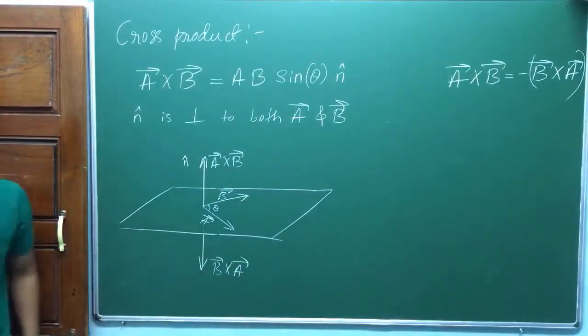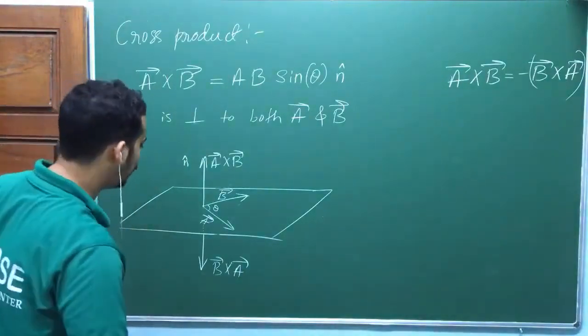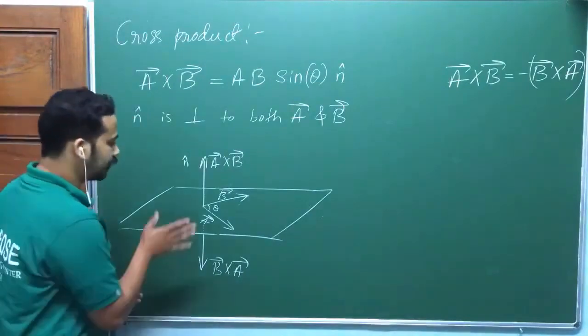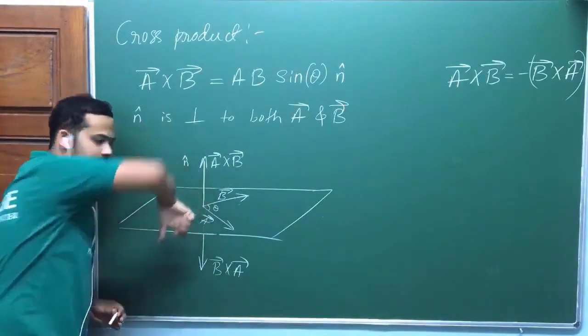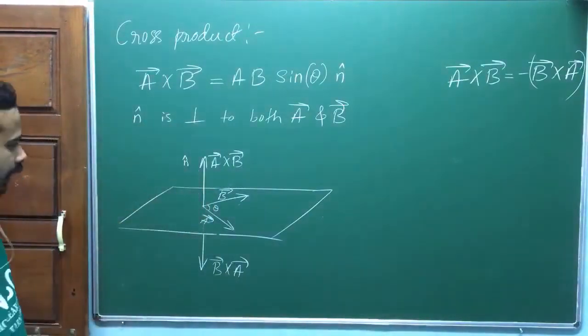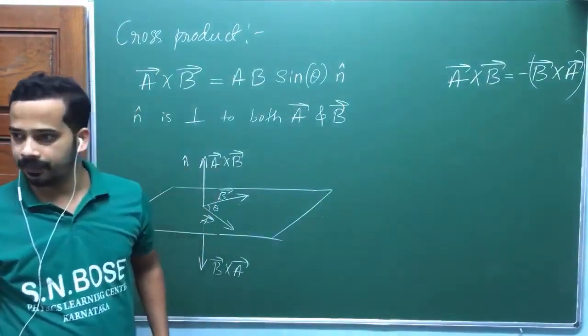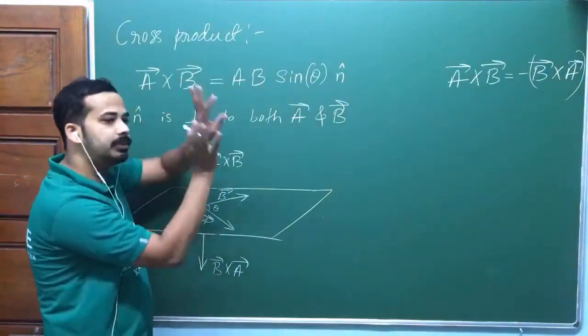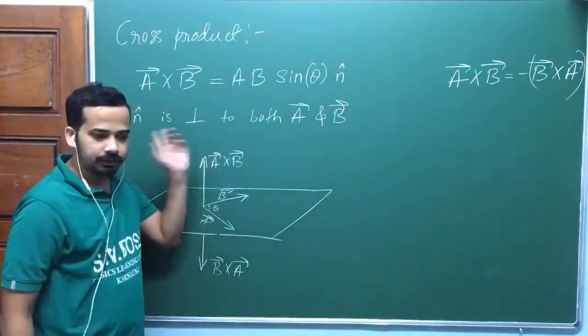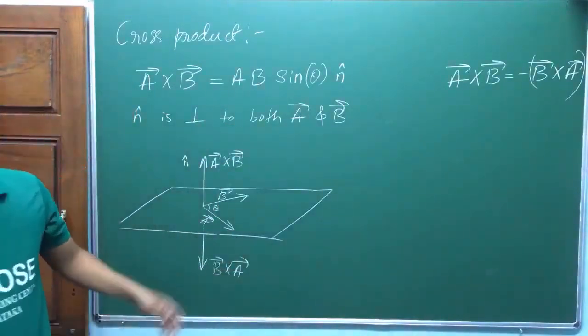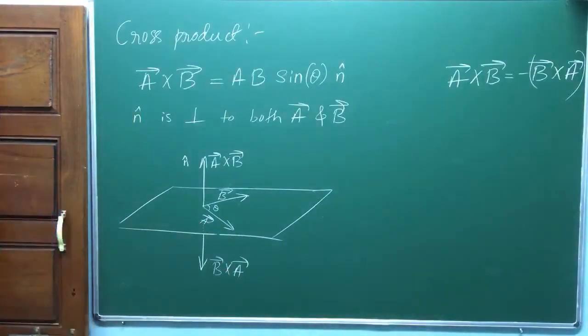You can use the screw rule definitely, or use the right hand thumb rule: A to B thumb, B to A thumb, like this. That cross product is perpendicular to the plane containing A and B. A and B need not be like this; they can be in any orientation. This A cross B is perpendicular to each individual vector, and to the plane containing A and B.